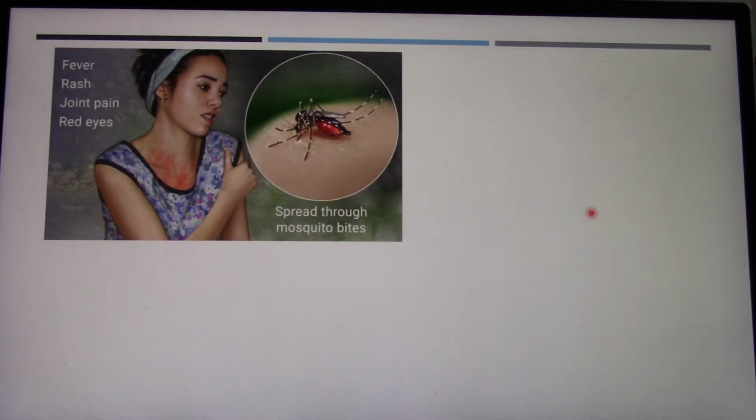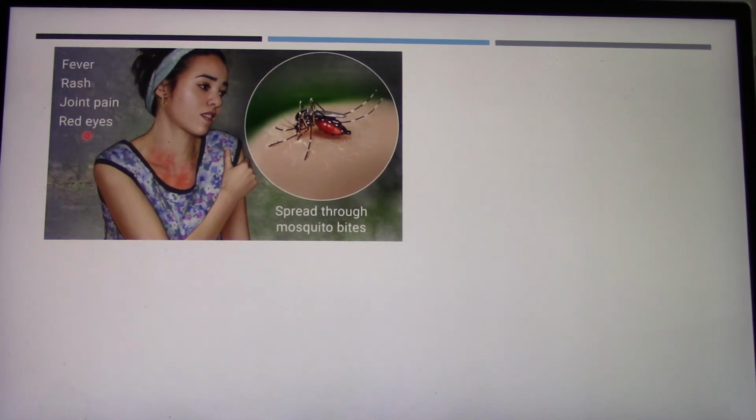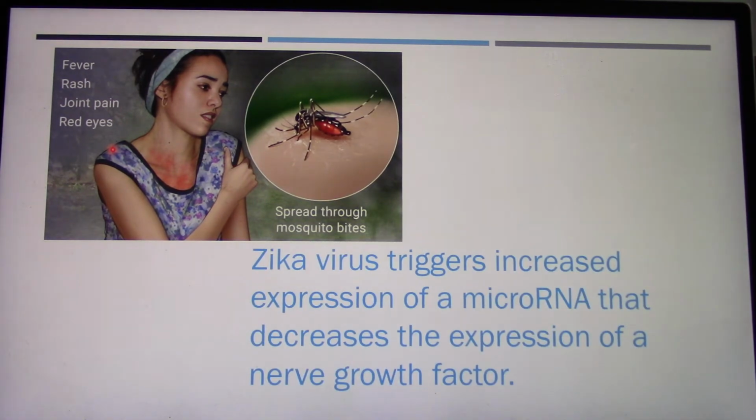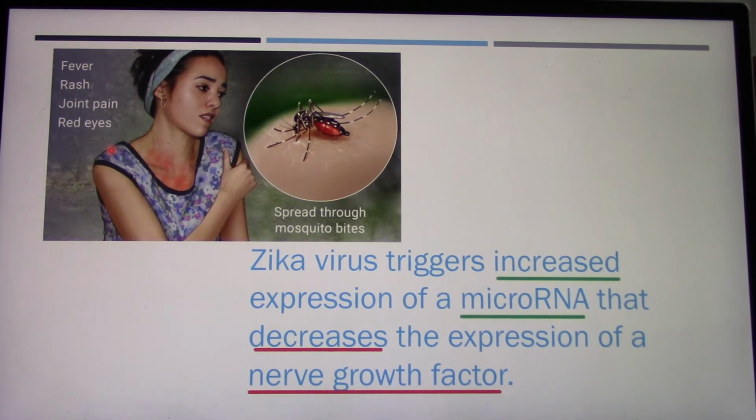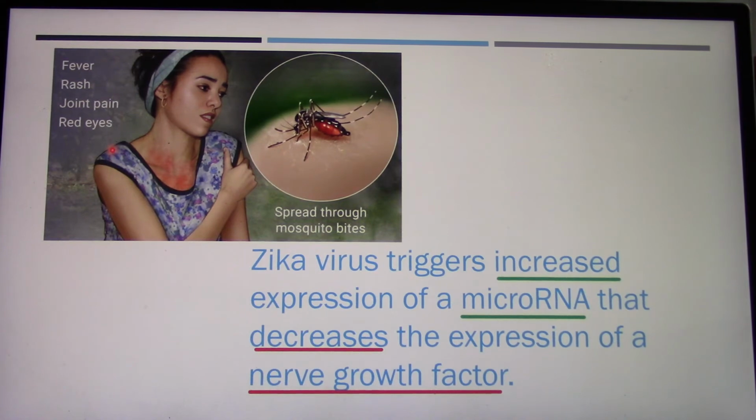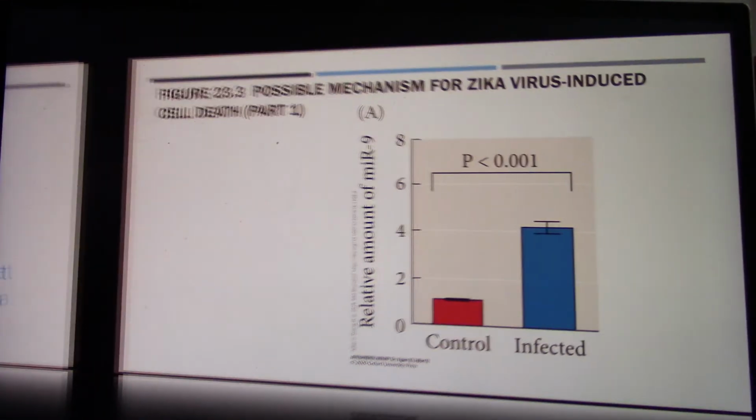Here's a lady getting possible Zika. Things that could happen with a Zika infection but don't always happen are fever, rash, joint pain, and red eyes. Zika virus triggers increased expression of a microRNA that decreases expression of a nerve growth factor. And this is now in your textbook. This was just something we discovered 4 years ago, and you've got it in your textbook now, which I think is remarkable. Usually textbooks are like 20 years behind science.